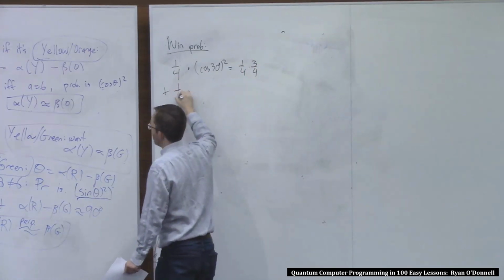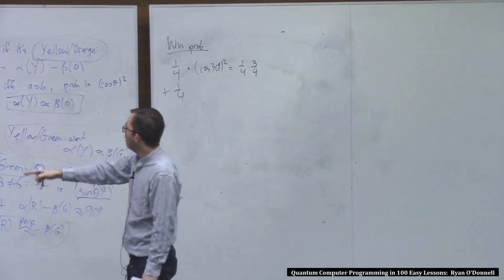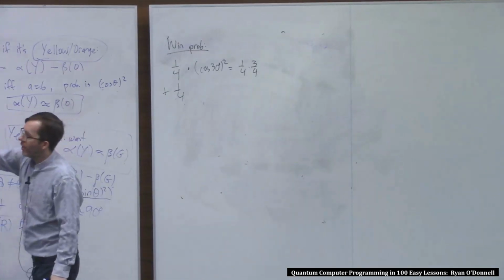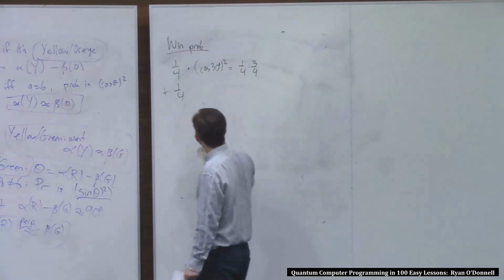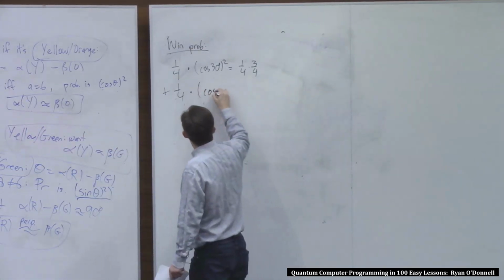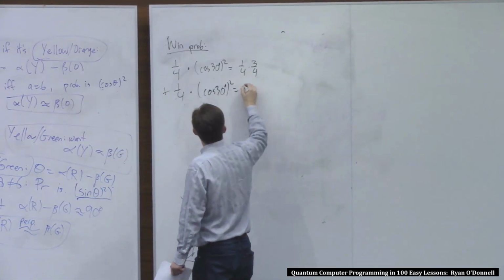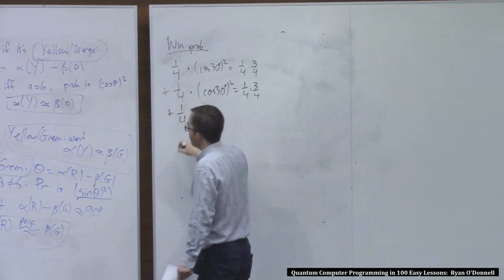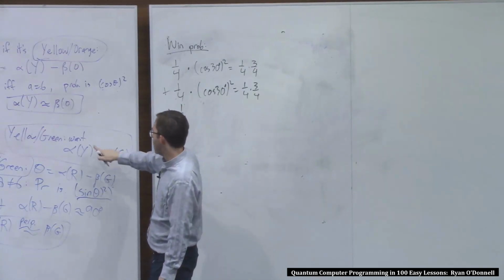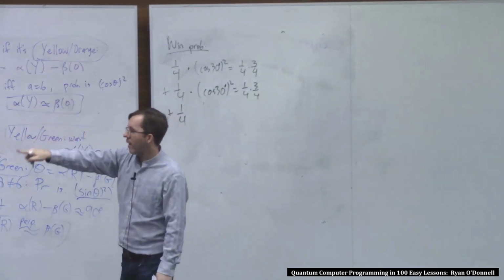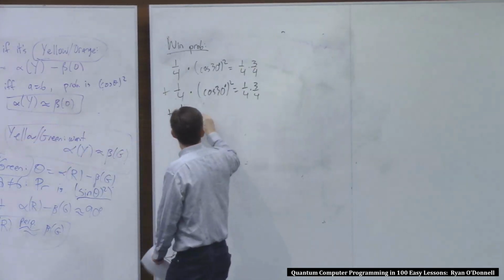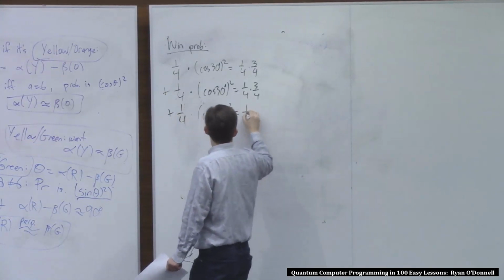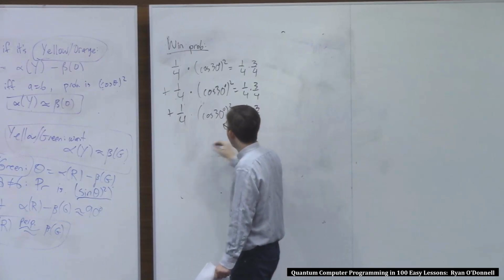Plus, there's a 1/4 chance that it's orange-yellow. And there, again, their winning probability is cos squared of the angle difference. And the difference between 30 and 60 is 30. So we get another cos 30 degrees squared, which is another 1/4 times 3/4. And there's a 1/4 chance that it's yellow-green. So there, the angle difference is again 30, so it's times cos 30 degrees squared. So that's another 1/4 times 3/4.